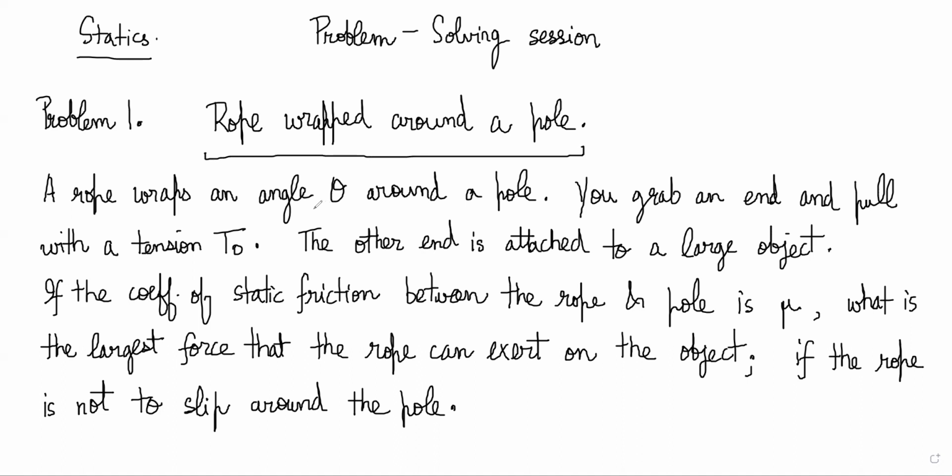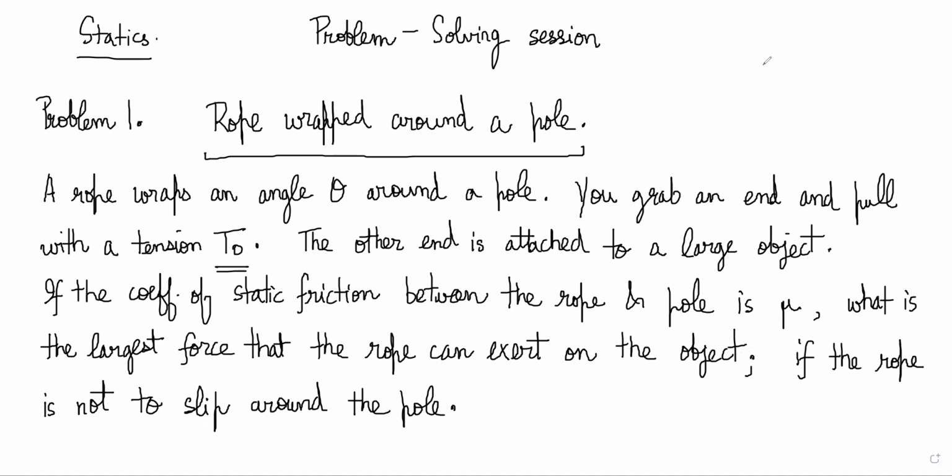What you do is you grab one end of the rope and pull it with a tension T naught. The other end of the rope is attached to a large object. If the coefficient of friction between the rope and the pole is mu, what is the largest force that the rope can exert on the object if the rope is not to slip around the pole?